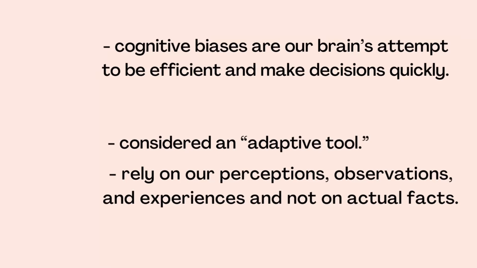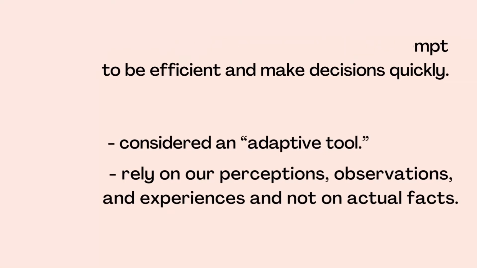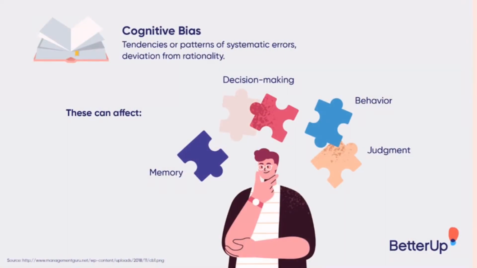These mental shortcuts exist to make our brains more efficient, but instead, they can create systematic errors in our way of thinking. This is because they rely on our perceptions, observations, and experiences and not on actual fact. While many of the cognitive biases we experience are unconscious, we can take steps to avoid them. Before we can delve into avoiding cognitive biases, we need to understand these biases and where they are most likely to show up. These can affect our decision-making, behavior, judgment, and memory.